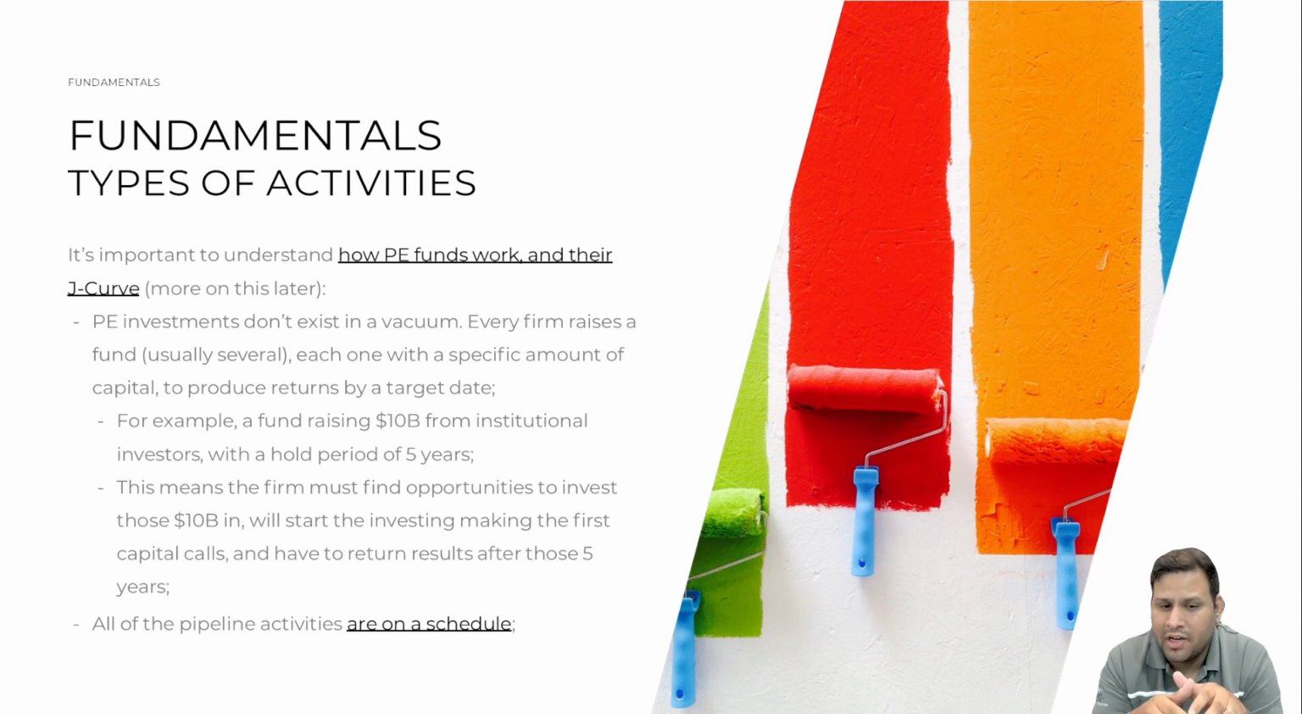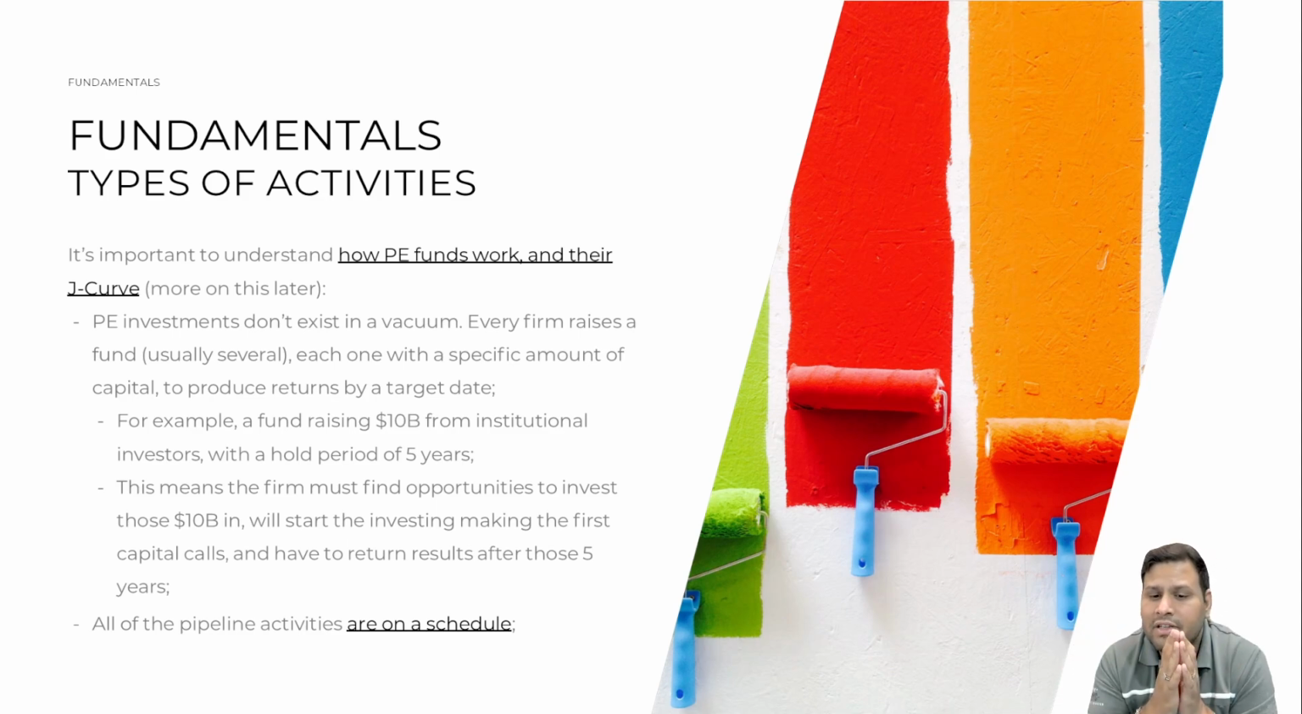For example, fundraising of $10 billion from institutional investors with a hold period of 5 years. So you have to raise a fund with institutional investors. There are basically two types of investors you should understand. One is HNIs, that is high net worth individuals, and the family companies, the family offices, and thereafter the other one, the institutional investors.